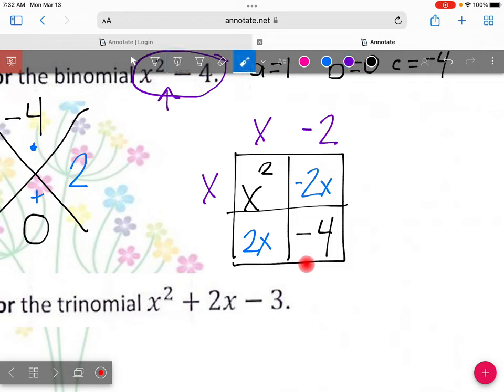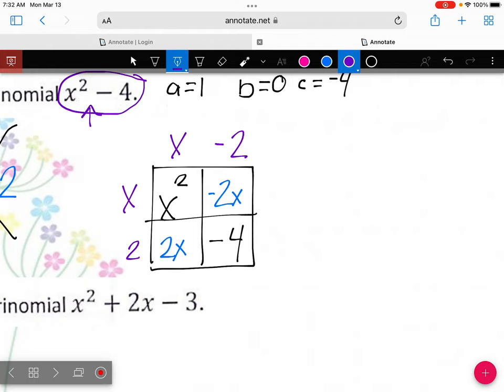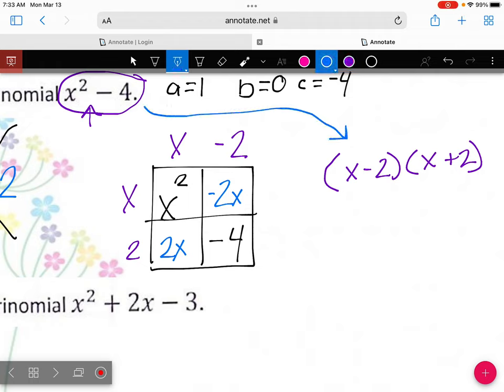Shared here, 2. So when we write this into our factored form, we have x minus 2, x plus 2. This is one of those patterns we talked through, especially last semester. We talked on it a lot during quadratics. This one is a difference of squares.